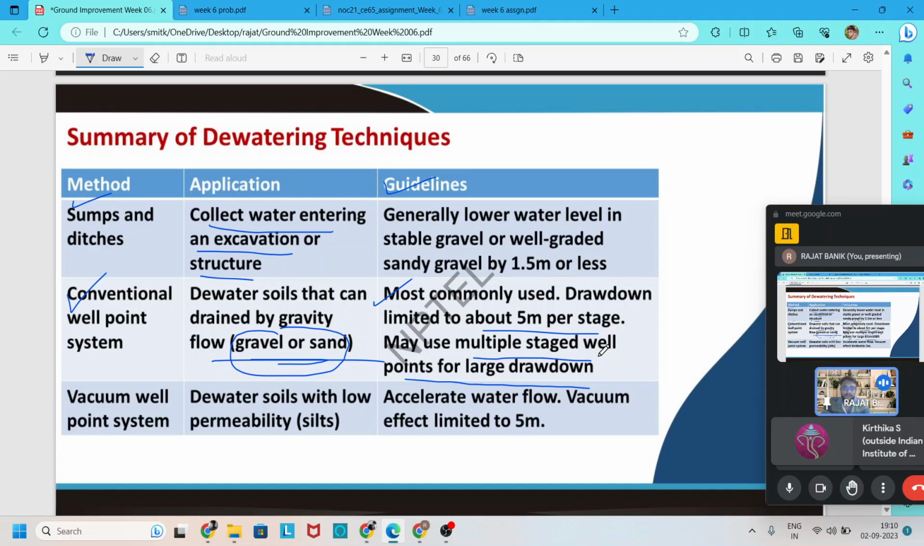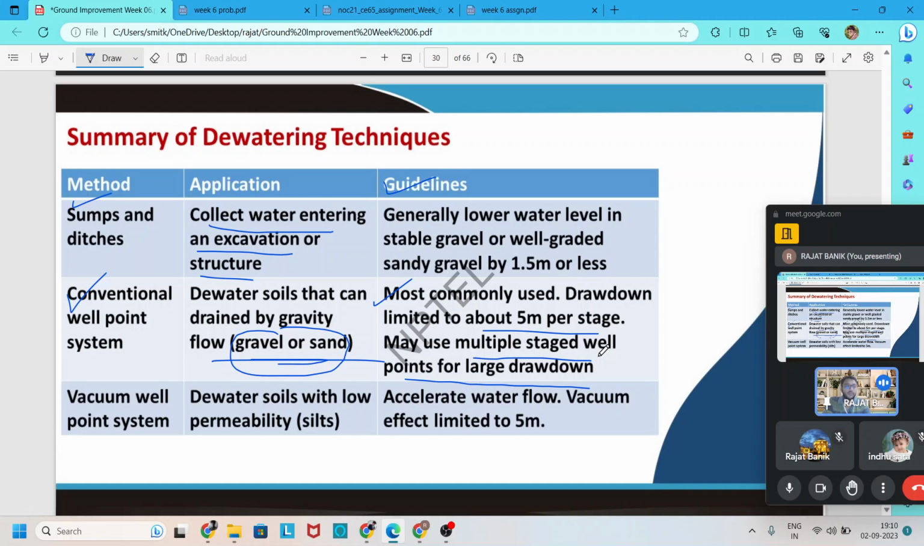It is used the same, through gravity flow only, and it is used for low permeability soil like silt and clay soil. If there is any silt and clay soil present in the ground, we know this silt and clay has low permeability, it is low permeable soil. So for that reason, we use this type of vacuum well point system. The guideline is that it accelerates the water flow.